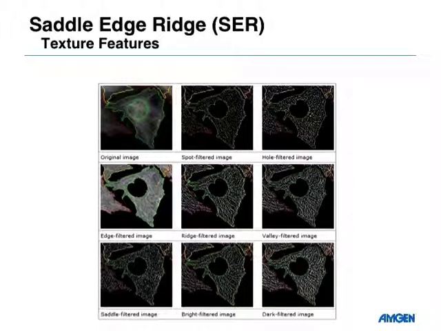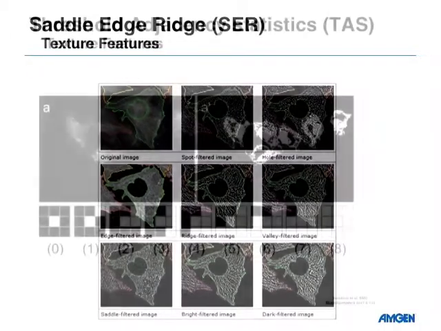So as you're automatically producing these different texture features, you're getting not just 9, but you might be getting about 90 texture features for each channel. So you start to develop quite a few different measurements.